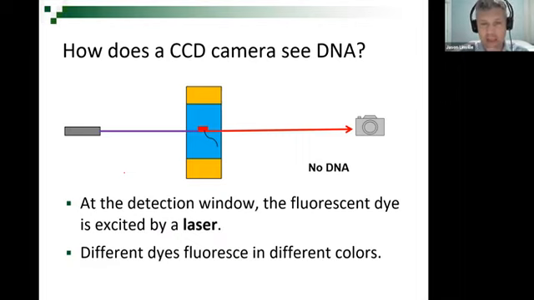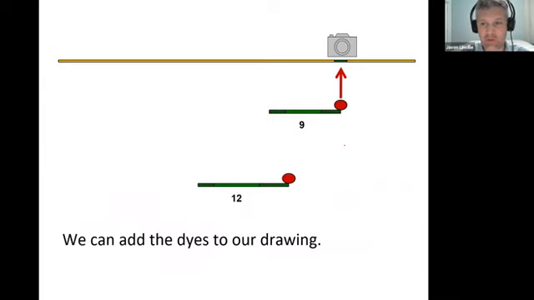Now, we're going to add in this little extra step. Not just 1 piece of DNA, but like 10 million copies of DNA are crossing that detection window. They're all picking up that laser light. They're all fluorescing, and it's giving a very strong signal to the camera. So the camera actually sees that DNA coming across the detection window.